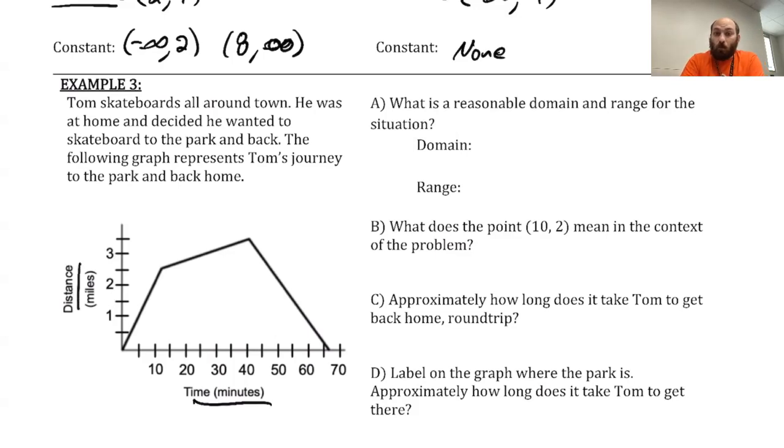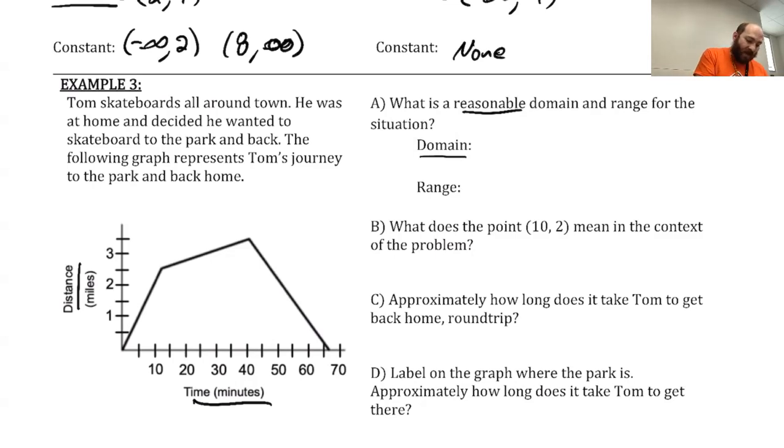Reasonable domain and range. I like this word, reasonable. When we look at this, what's reasonable has to do with real life. The domain is going in the x direction, so we're looking all the way left and right. But we don't care about all those numbers, for a couple of reasons. First of all, this is all negative x, which means negative time. Tom is not time traveling. Tom is staying in real life, so he cannot go to a negative number.